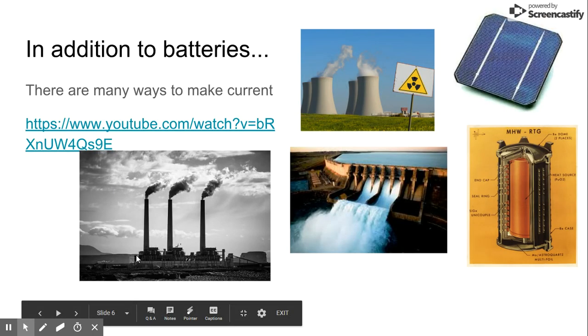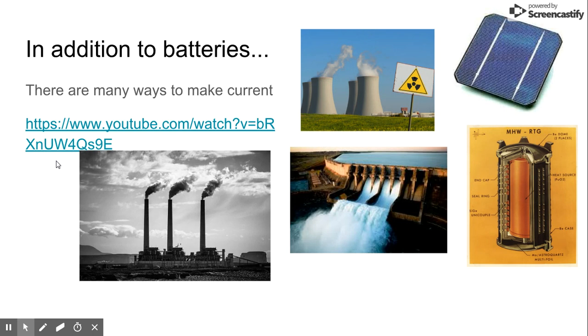In addition to batteries, we can make current electricity in a lot of other ways. We can boil water, whether it's coal, oil, or nuclear energy, and we use steam to drive a turbine, something similar to a jet engine. We can use falling water to spin that turbine, and in all cases, the turbine's connected to a generator.